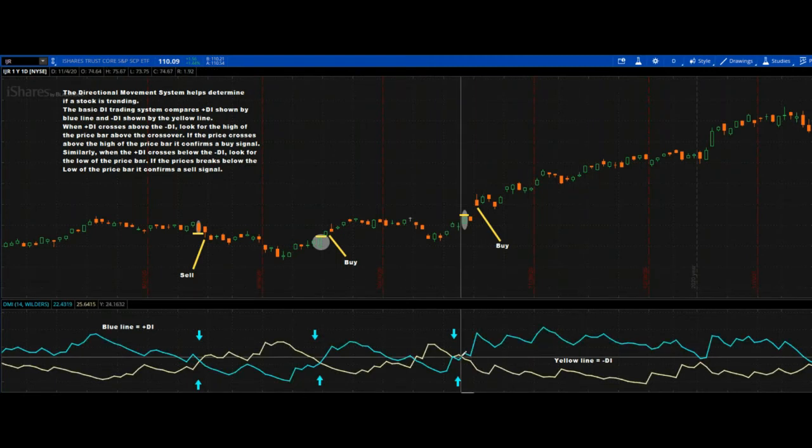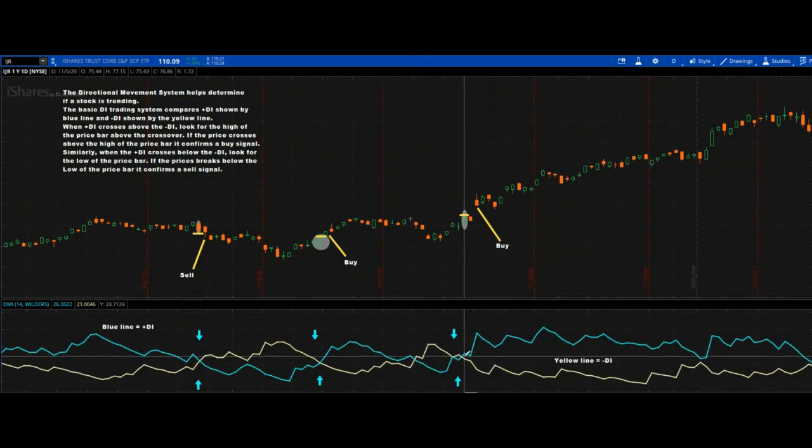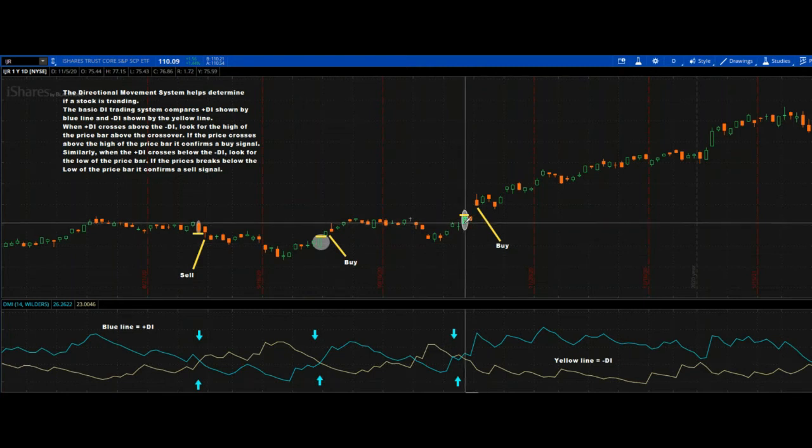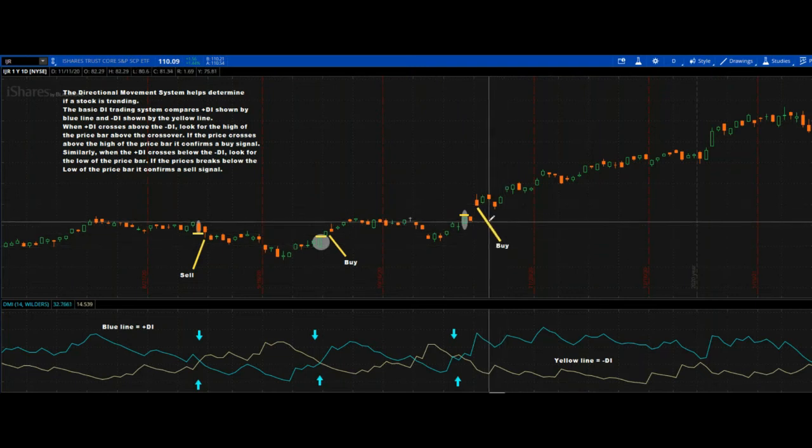Similarly, over here, we have plus DI crossing above the negative DI. Look immediately above at this candle, and if the prices cross above the high of this candle, it is a buy signal.